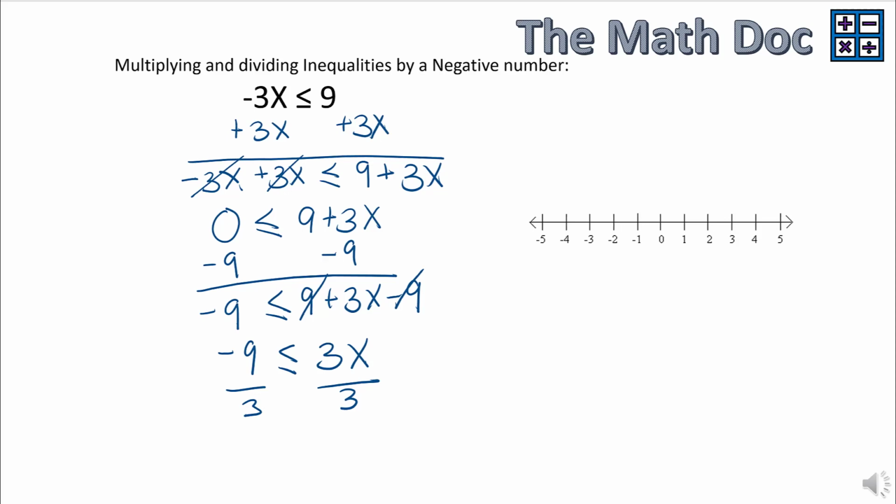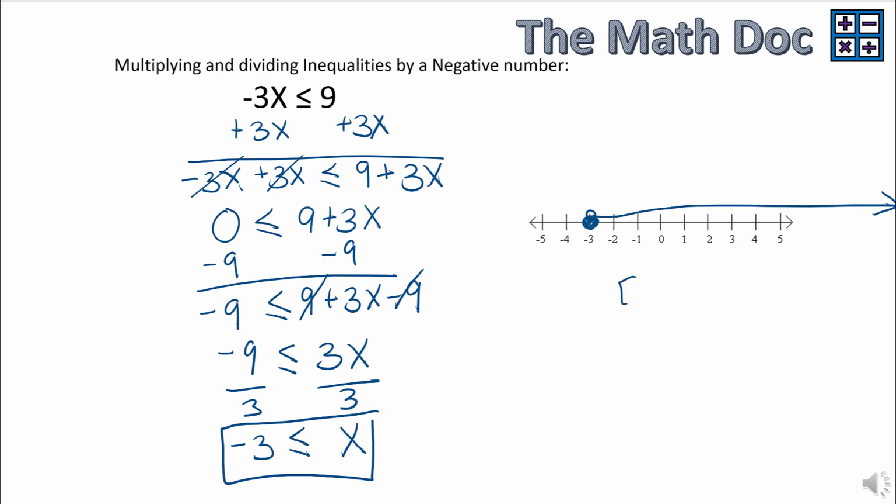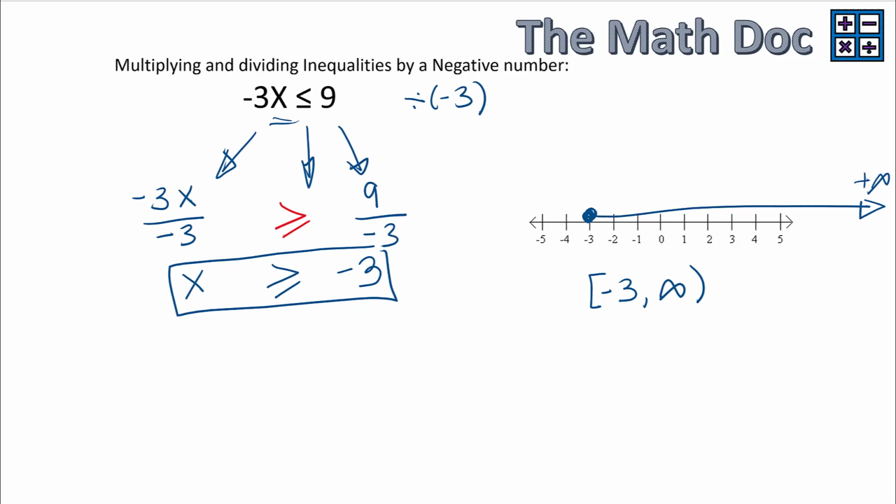So we have negative 9 divided by 3. That's just negative 3, because a negative divided by a positive is negative, is less or equal to 3x divided by 3, which is just x because the 3's cancel. So we have x is larger or equal to negative 3. And putting that on the number line, we have the same result, basically negative 3 to plus infinity. Right? And this is the exact same result we got in the previous analysis where we divided by negative 3. So we got the same result.